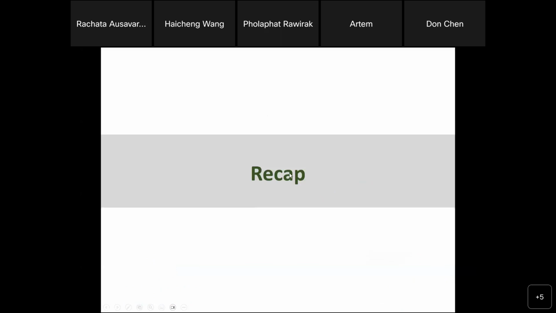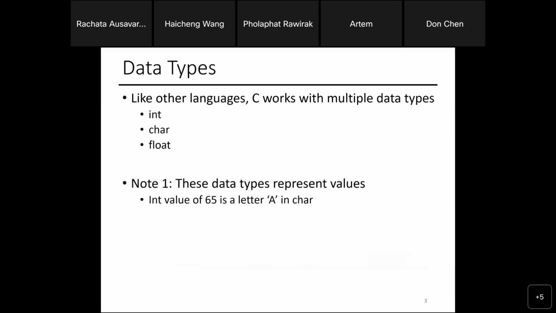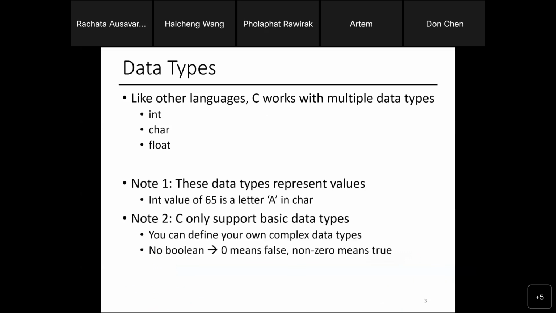All right. Recap. We covered data types, right? They have int, character, and float. And what they represent is, the data type tells what the type of the value is supposed to be. For example, the value of 65 in character is the letter A. To be more precise, the capital letter A. But if I cast this character into an integer, it becomes 65.